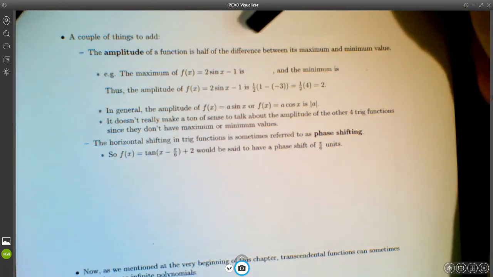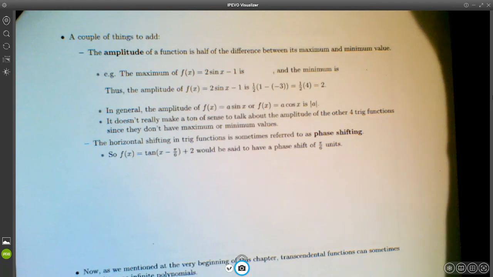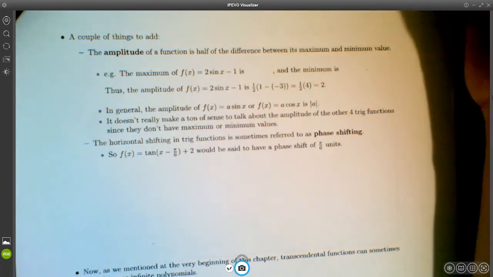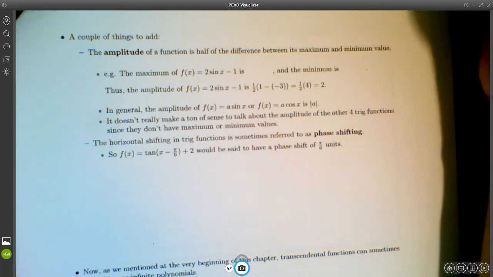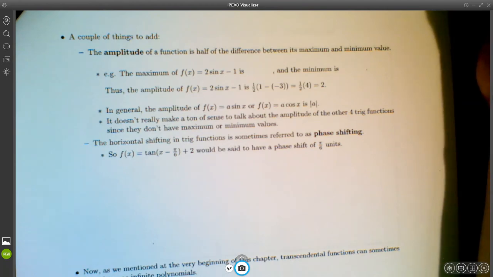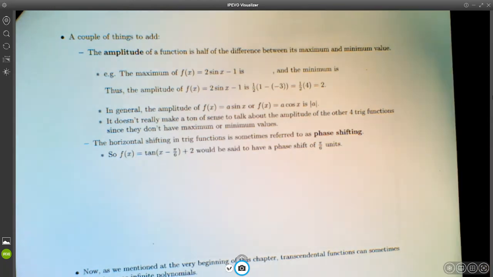The amplitude of a function is half of the difference between its maximum and minimum value. Not all functions have an amplitude because not all functions have a maximum or minimum value. So looking at the trig functions, for example, the secant, cosecant, tangent, and cotangent functions do not have an amplitude to speak of, but the sine and cosine functions do.